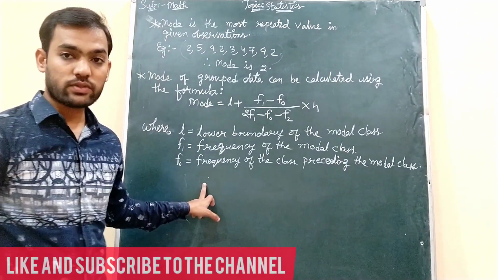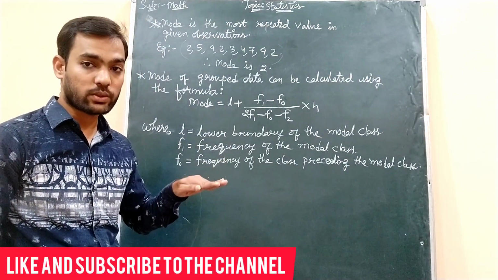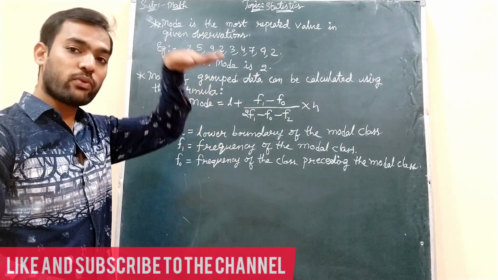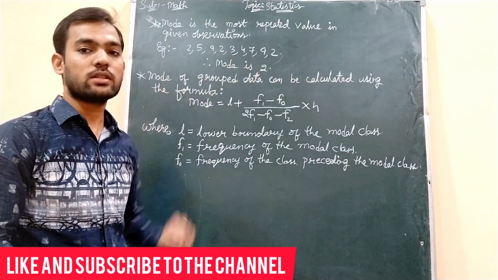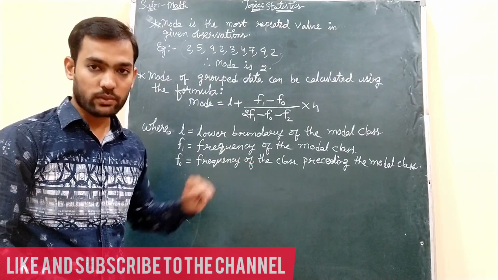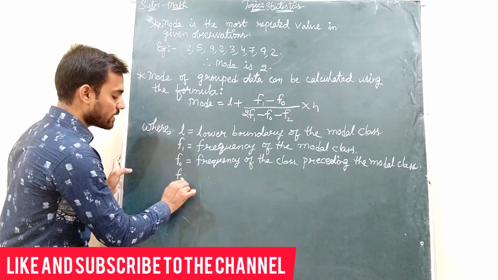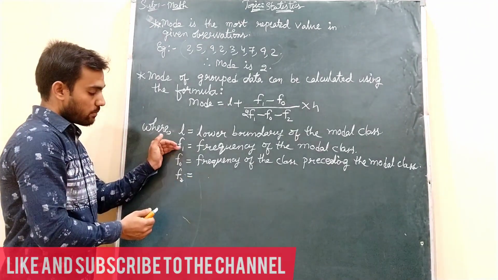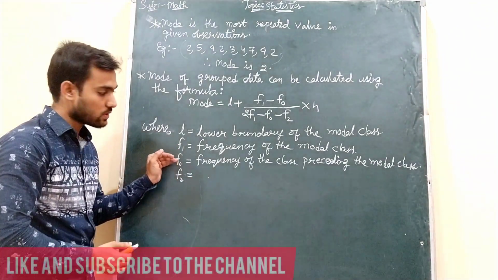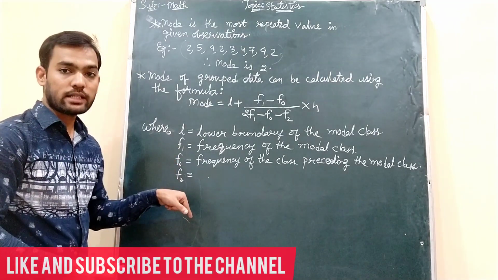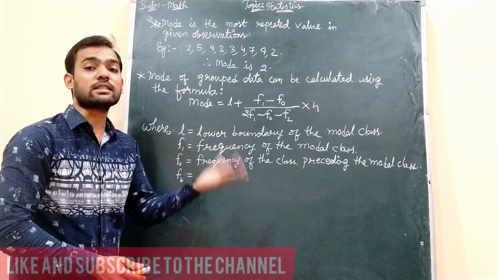Okay, F0 means which frequency we need to take? The frequency of the class which is preceding the model class. Suppose this is the model class, before that whatever class is there, from that we need to take the frequency. So F0 stands for frequency of the class preceding the model class. Now F2 is nothing but, see, before 1, 0 will come, so that is the reason it is preceding, but 2 will come after 1, so that is the reason this is not preceding, this is succeeding.